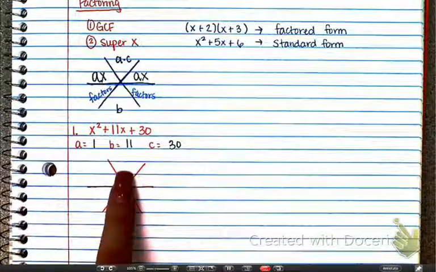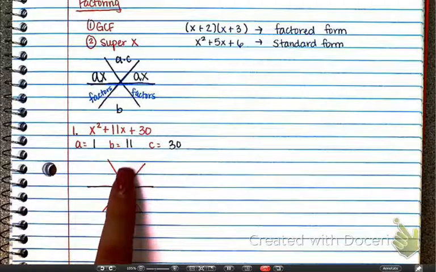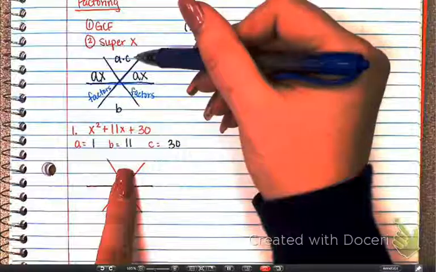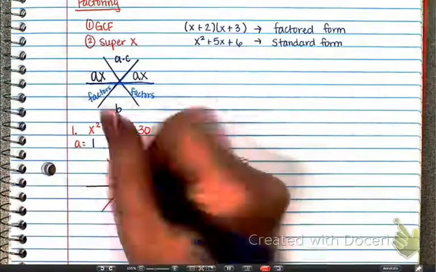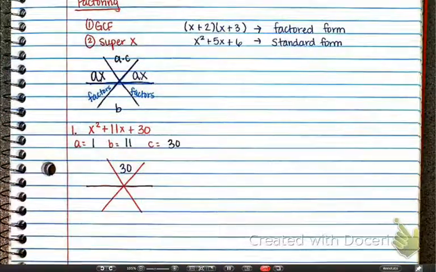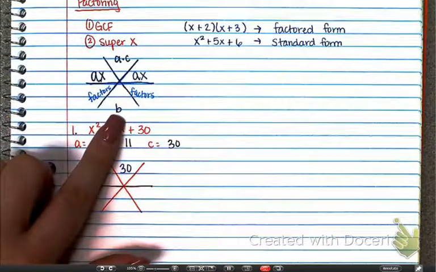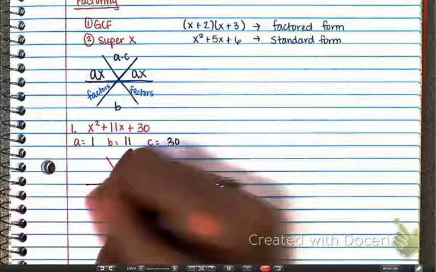So what goes in the top part? A times C. So 1 times 30 is 30. We're filling in what we know without doing any real math at this point. What goes in the bottom? B, which is 11.